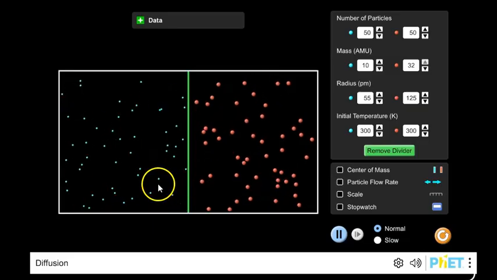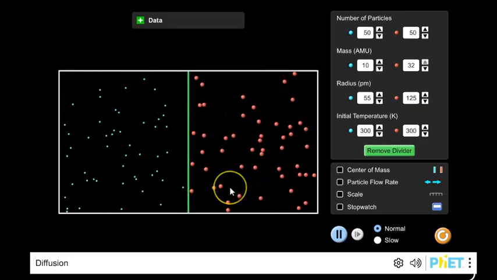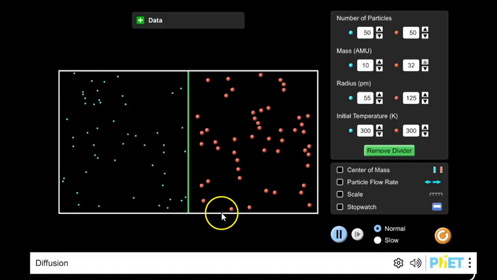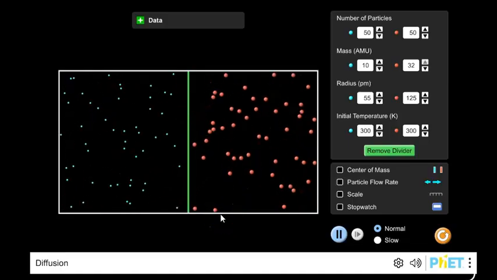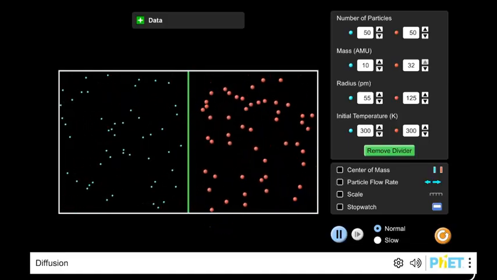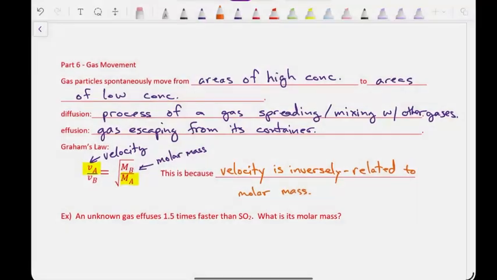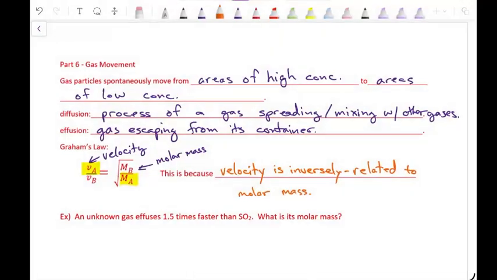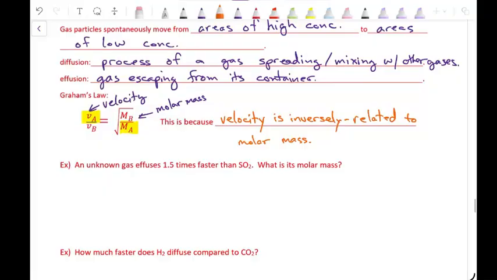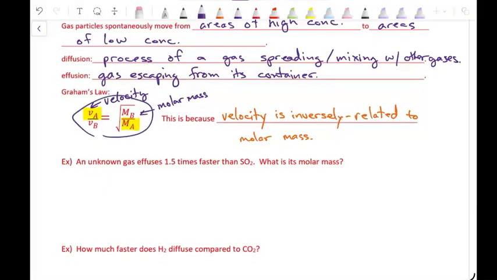But on average, the blue ones are moving much faster than the red ones because they are much smaller. That's an inverse relationship between mass and velocity. So we can use Graham's law to predict how fast a gas will diffuse. So let's take a look at an example problem. We're basically just going to be learning how to utilize this little equation, okay?